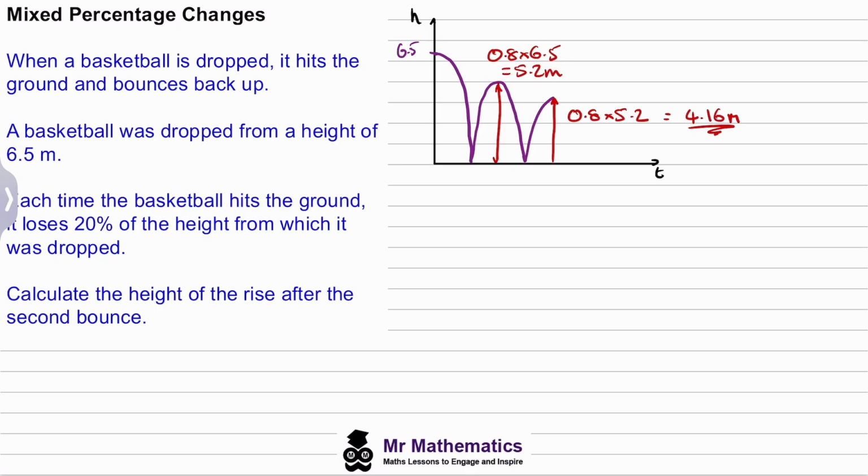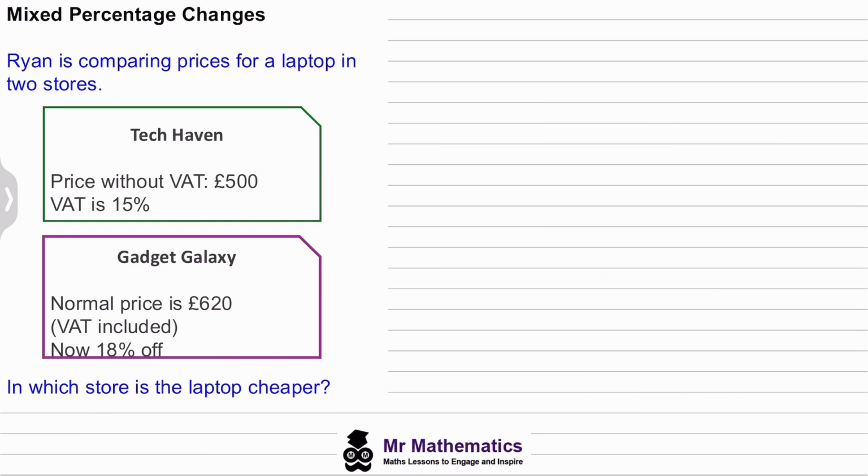Let's try one final question. So now we're told that Ryan is comparing prices for a laptop in 2 stores. In Tech Haven, the price without VAT is £500 and VAT is charged at 15%. In Gadget Galaxy, the normal price is £620 with VAT included, and the sale is 18% off. We're asked to work out which store is the cheaper. So do you want to try this final question yourself? And you can come back when you're ready.